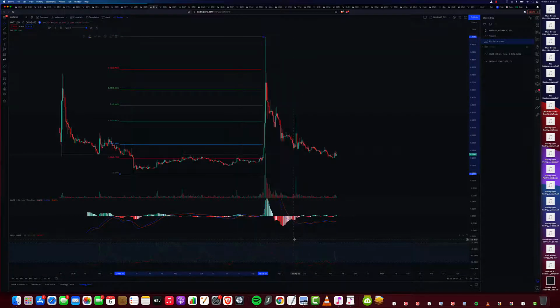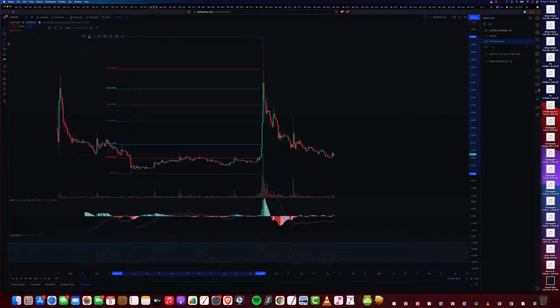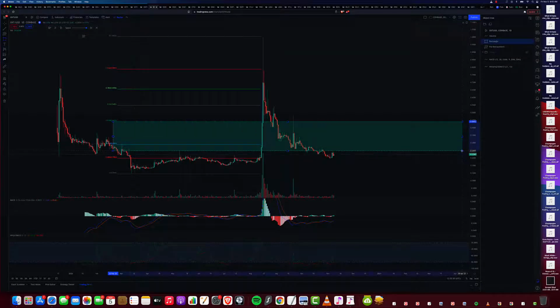All right, so right now we have a few things going on. If we go here and put our zone in, the space where we would think about getting long from is inside of here. So we're already below that. And as you can see, we're hitting here on the 0.886 level, which is a good level to get in.